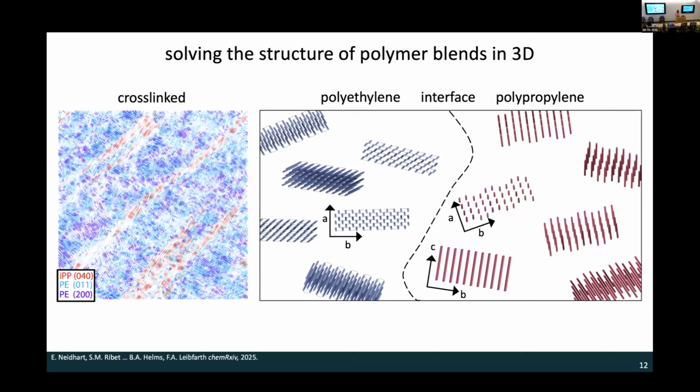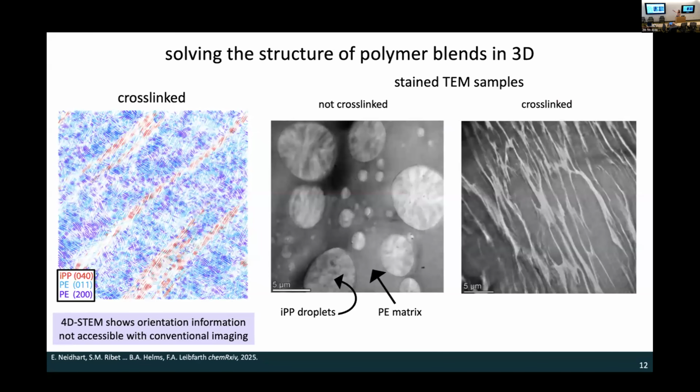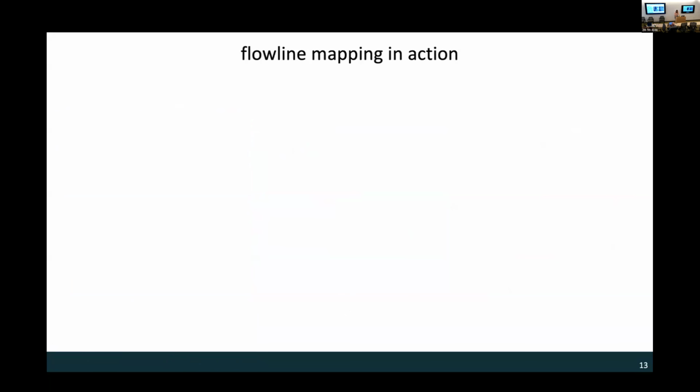So the overall takeaway here is that these 4D STEM approaches allow us to get orientation information that really isn't accessible with conventional imaging approaches. And to underscore this even further, let me remind you of what a conventional imaging approach looks like. You see the morphology, you see the structure, but you have no idea what the crystals are actually doing in your material. 4D STEM lets us probe this.